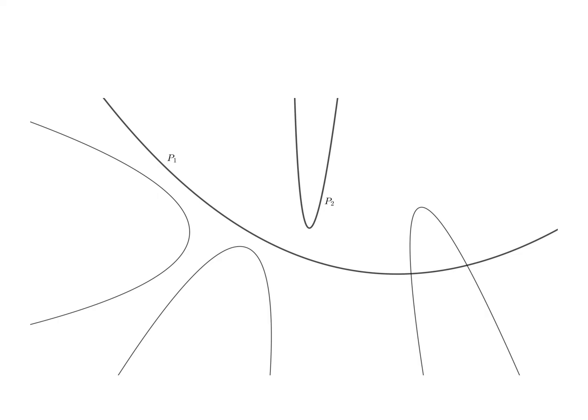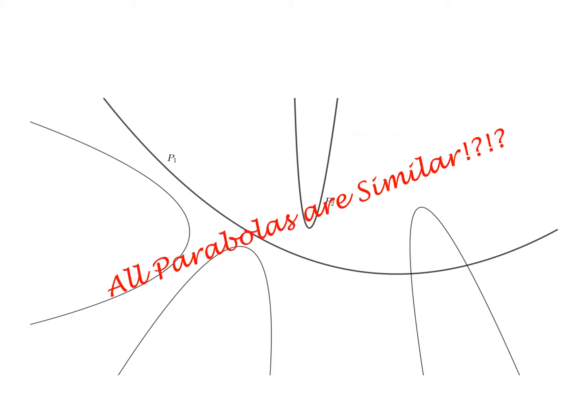In this video, we look at the shape of parabolas. The parabolas you see here all look quite different in shape. For instance, the parabola P1 is much flatter than the pointed parabola P2. In this video, we will see that all parabolas nevertheless have the same shape. They all are similar.